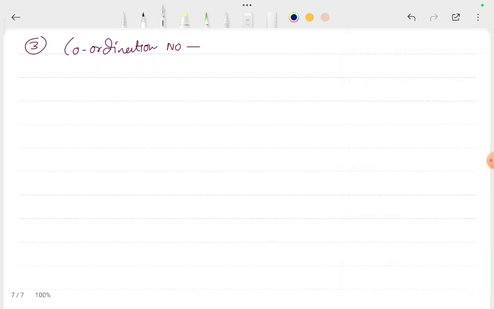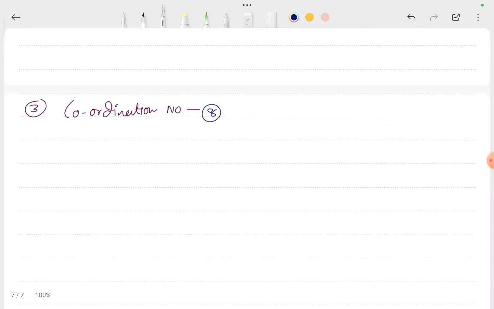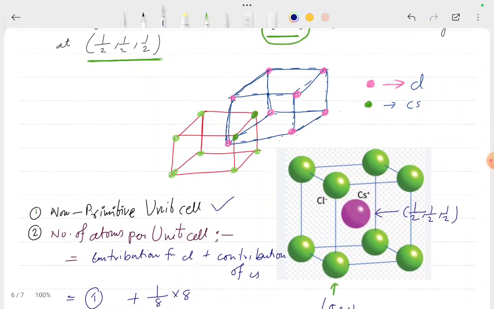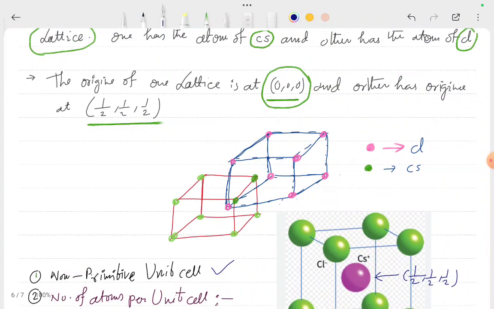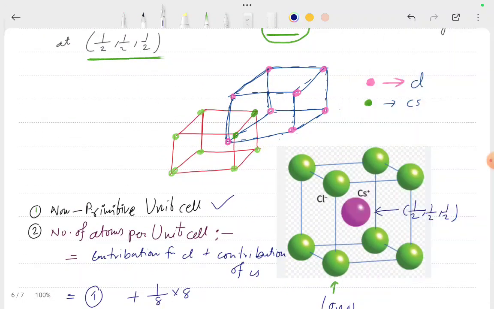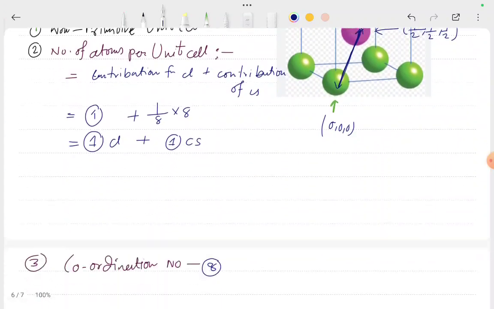Okay, coordination number is equal to 8. And nearest neighbor distance is equal to just half of the body diagonal. I'll just show you. The first nearest neighbor distance is equal to half of this distance, right? This is the first nearest neighbor distance. So it is nothing but half of the body diagonal length.